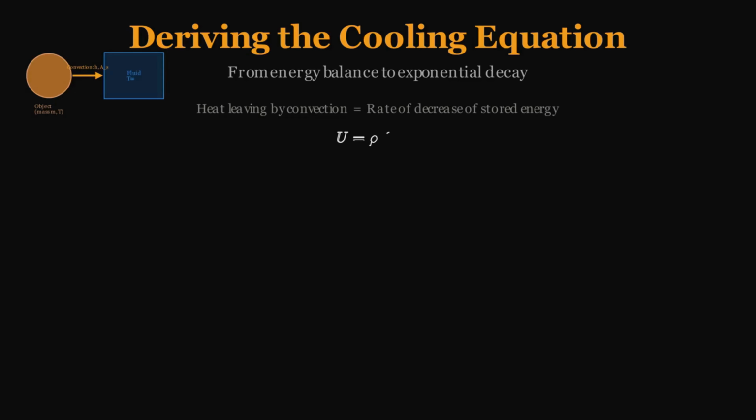Now let's derive it properly, starting from an energy balance. The energy stored inside the body is U equals ρ V Cp T. Heat leaves the surface by convection at the rate h times As times (T minus T infinity). Our energy balance simply says, heat leaving by convection equals the rate at which the stored energy inside the body decreases.